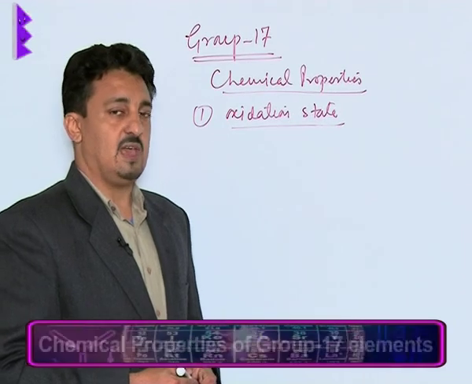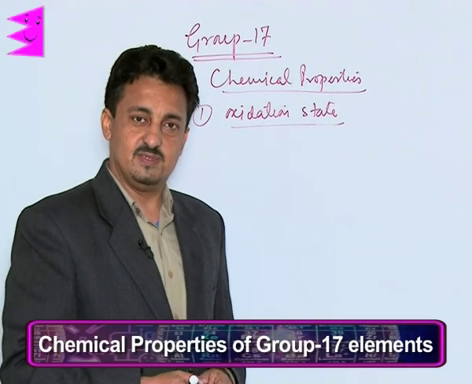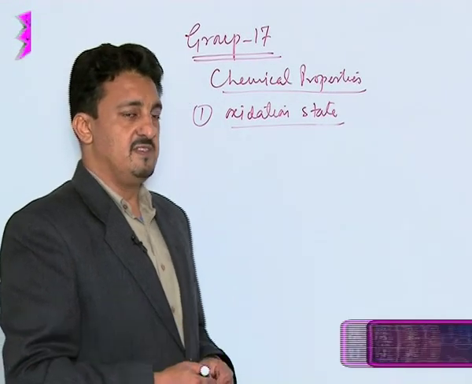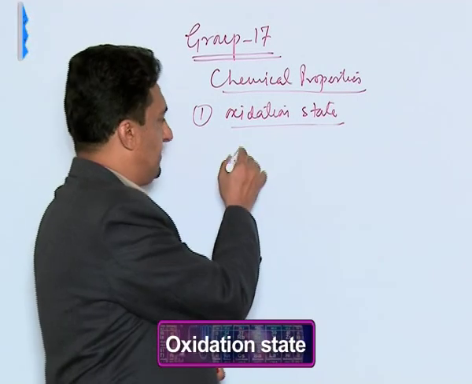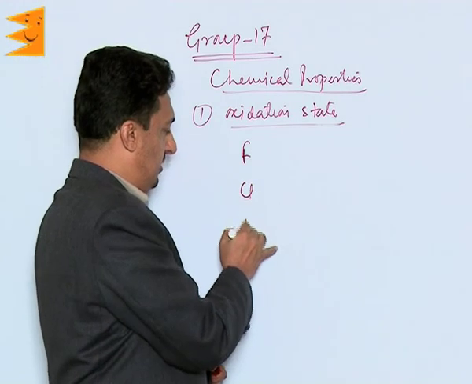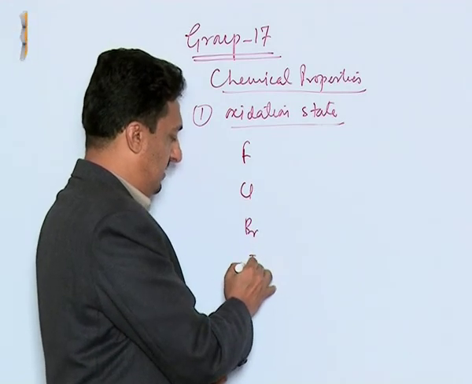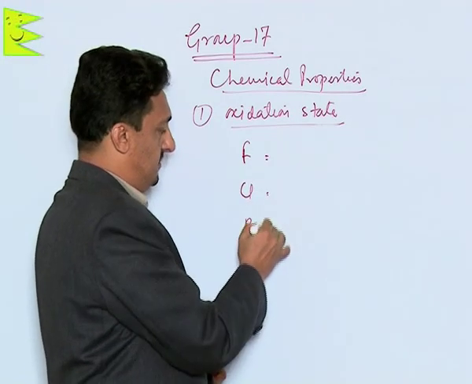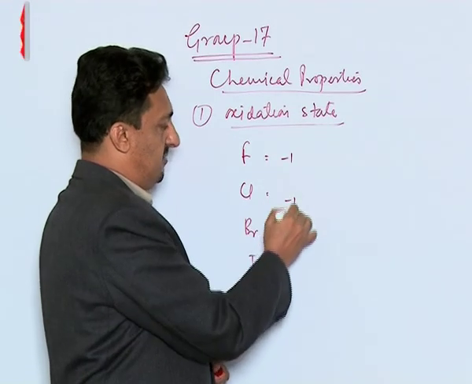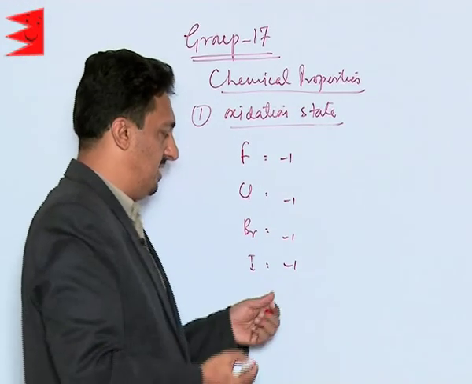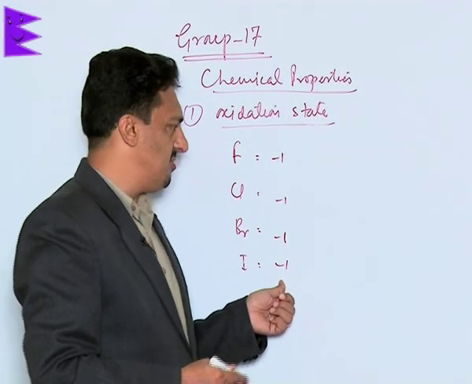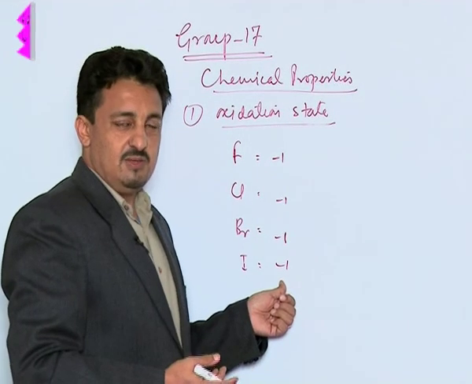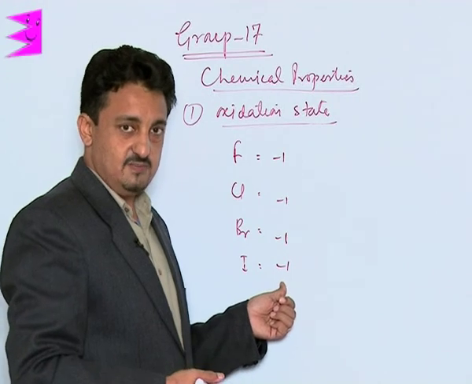Let us discuss chemical properties of group 17 elements. The first in the list is their oxidation states. Now these elements like fluorine, chlorine, bromine and iodine, they all show -1 as their most common oxidation state, because they all are only one electron short of the noble gas configuration. So -1 is their most stable, one of the most common oxidation states.